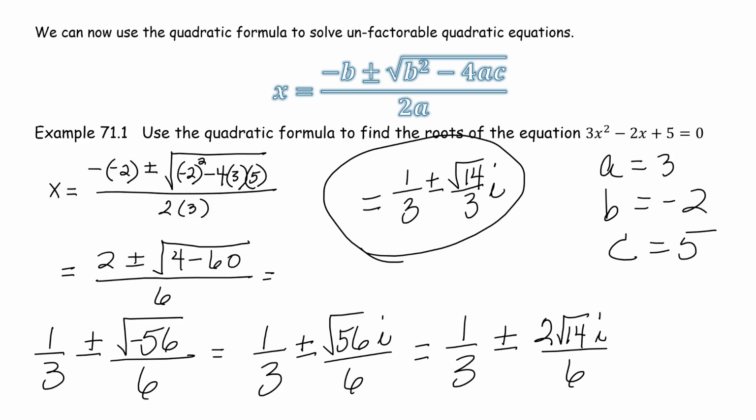And notice how I wrote it with the real part first. 1/3 is real, plus or minus the imaginary part, completely separate, square root of 14 over 3 i. That is the way to write a complex number that has a real part and an imaginary part. Real part first, imaginary part second, completely separate.